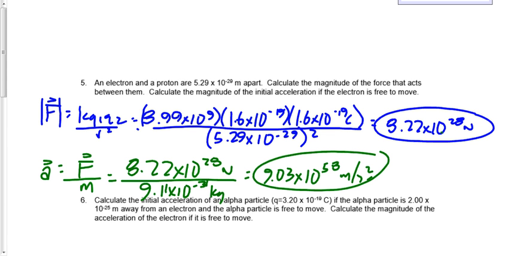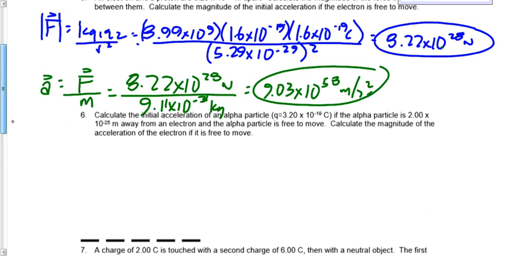Now, what would I have done if I had been looking for the acceleration of the proton? Would it have been the same? How come? Emily, how come? Different mass. Good. Would the force have been the same? Yes. Object A applies a force on B. Object B applies an equal and opposite force on A. But that doesn't mean the acceleration will be the same. You take the same force divided by the mass of the proton. Good?